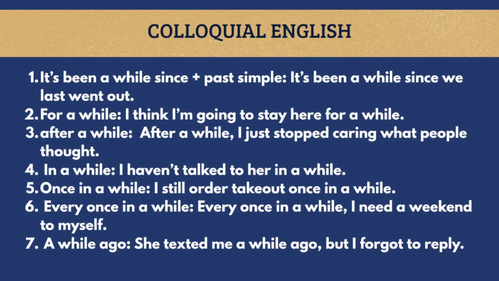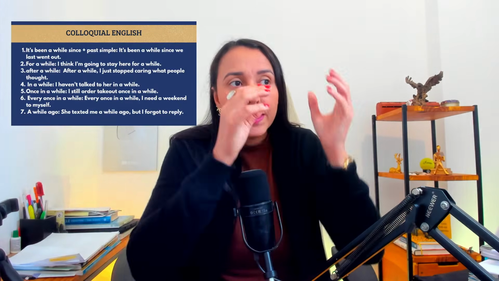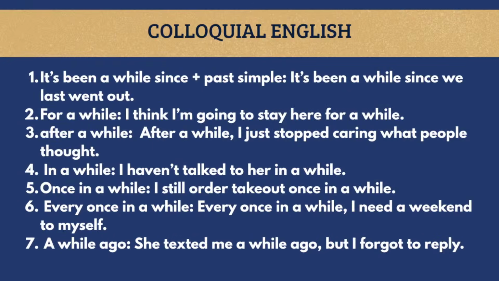More expressions. It's been a while. It's been some time. Native speakers say this a lot. It's been a while since, and then you use simple past. The expression is fixed, okay? It's been a long time. It's been some time, not a long time. It's been some time. I don't know how much time. It's been a while since we last went out. There you go. Since we saw Peter, since we saw Linda, since we went to the gym. Okay? Very good, very common collocation.